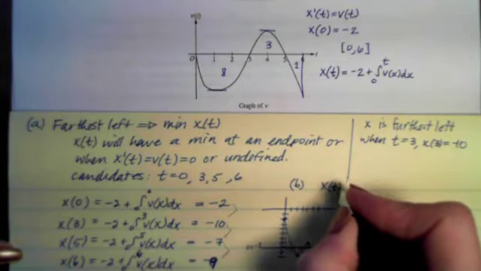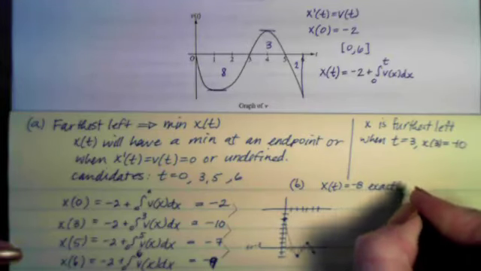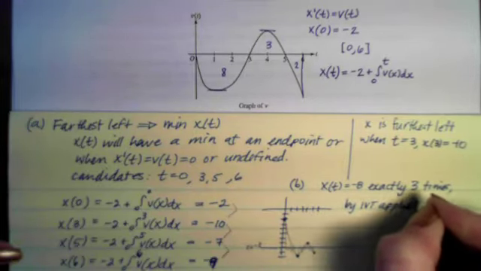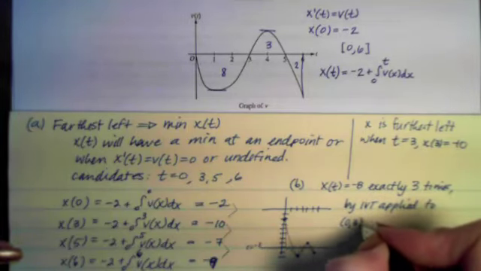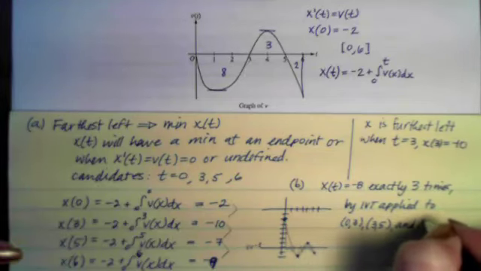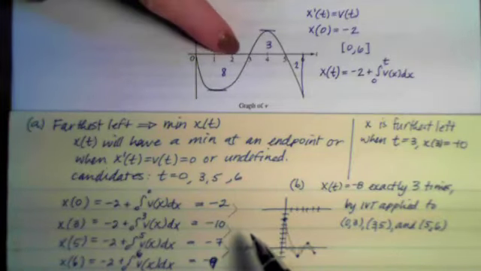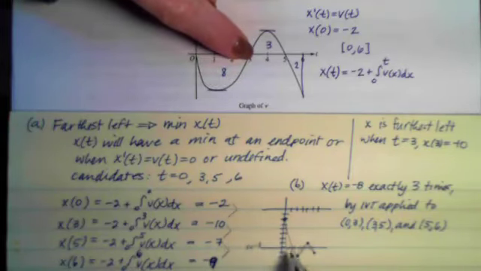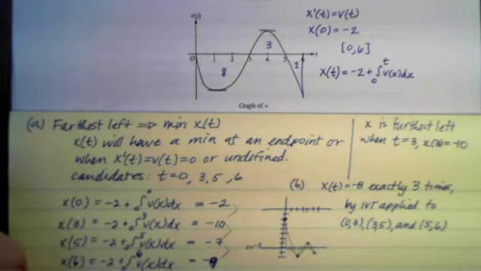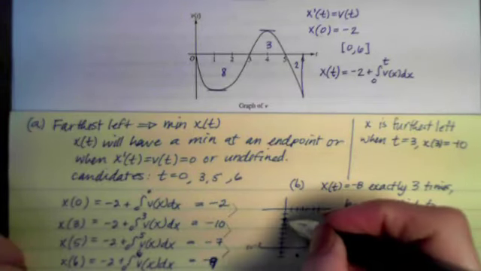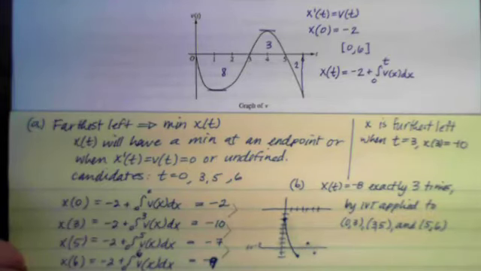We can say that x of t equals negative 8 exactly 3 times by the IVT applied to the 3 different intervals. We've got one on 0 to 3, another one from 3 to 5, and then a final one from 5 to 6. The reason we know that it only happens 3 times is that on my path from 0 to 3, my velocity is always negative. So that means my original function, my position function, has to always be falling. Because I'm always falling, I don't have the option to oscillate back and forth and hit that negative 8 multiple times. So the only viable way that I can get from the point at 0 to the point at 3 is by decreasing the whole time. So I can only cross that negative 8 once on that interval.